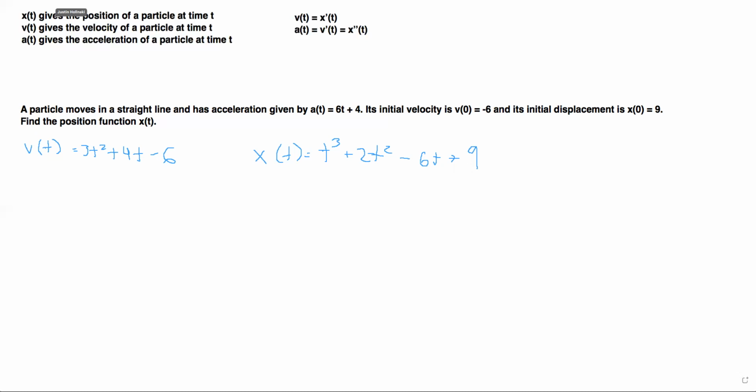All right. All right, there you go. That is our function, our position function. Very nice. Any questions about anything so far? Nope. Great.